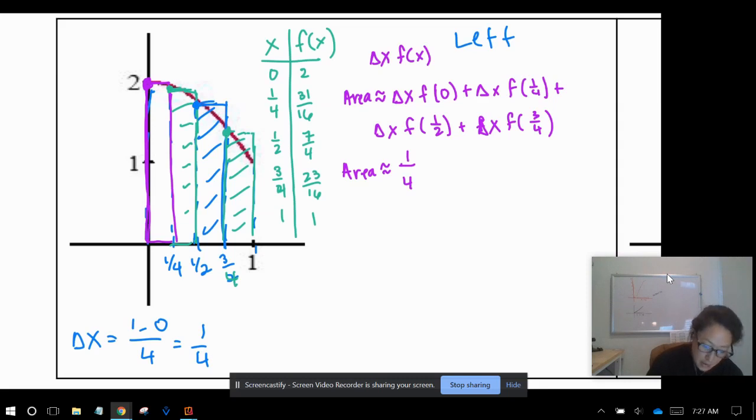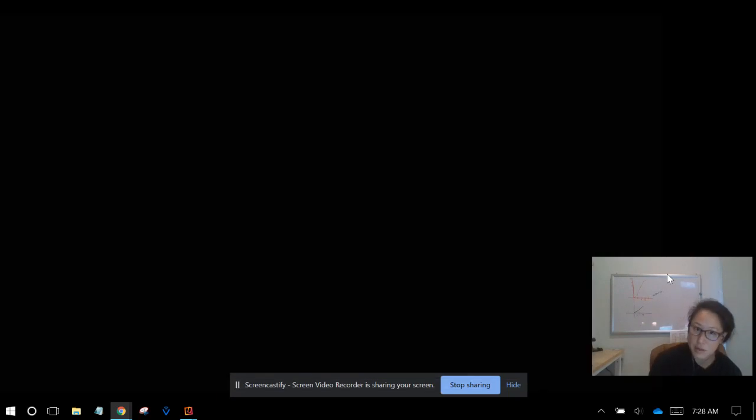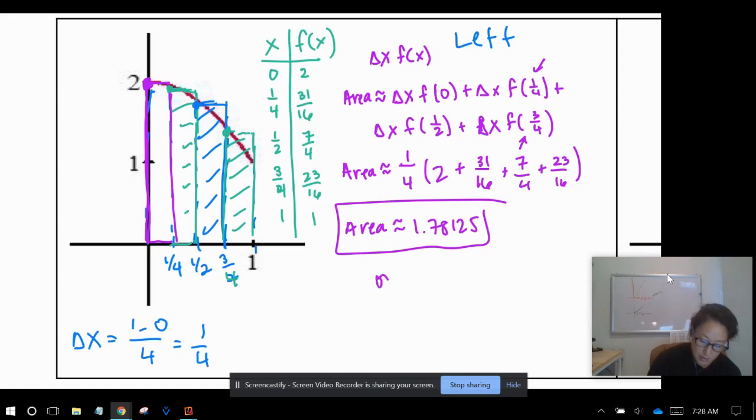So 1/4 times, okay, f of 0 is 2, plus f of 1/4 is 31/16, plus f of 1/2 is 7/4, plus 23/16 for f of 3/4. And I get area is about equal to 1.78125. That's what it's about equal to on the left-hand side. And remember, this is an overestimation. The curve is decreasing, and we're taking the left-hand Riemann sum.